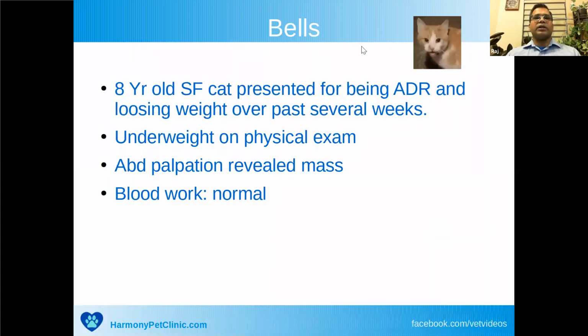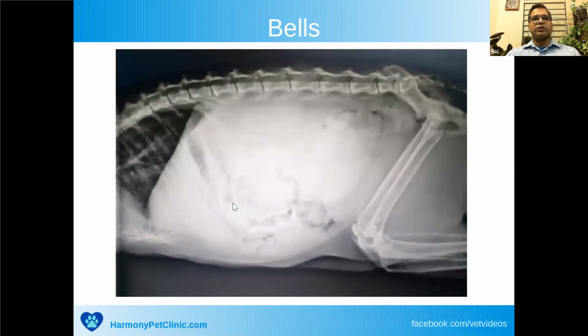One last case, this is Bell's, an 8-year-old spayed female cat, presented for not doing good at home and losing weight over the past several weeks. She was very underweight on physical exam, and abdominal palpation revealed an abdominal mass. Blood work had no significant findings. Mostly it was normal. A lateral radiograph of the abdomen revealed a large abdominal mass as indicated by these boundaries. Here is the urinary bladder, and here is one of the kidneys, and the rest of the intestine, liver, and other organs.